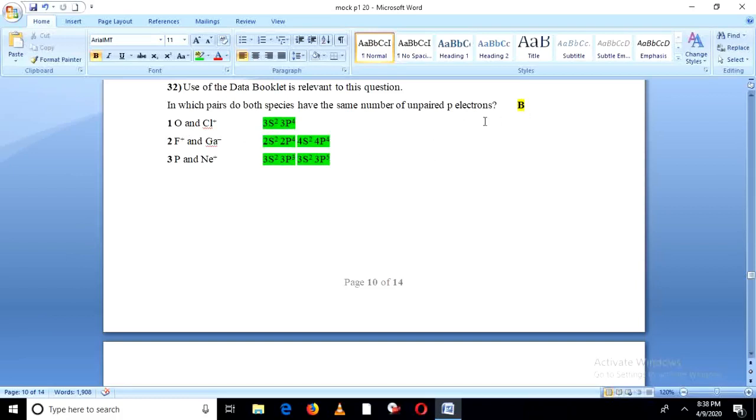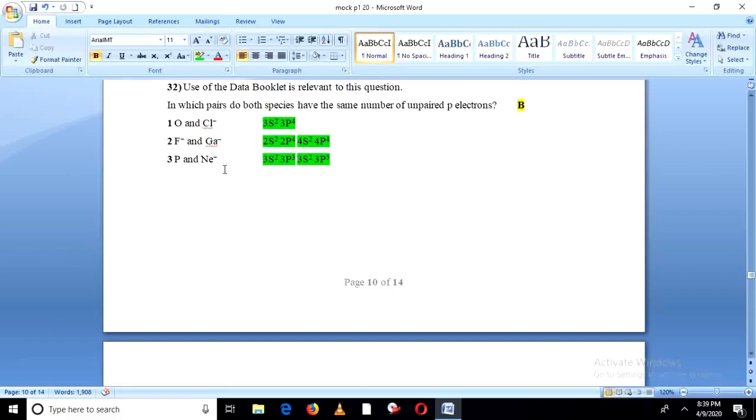Here the answer was B, that the first and second statements were correct, because in the first statement you can see the electronic configuration of oxygen and chlorine positive is both 3s2 3p4. So they both contain two unpaired electrons. In the case of fluorine positive and gallium negative, their electronic configuration of the outermost shell is also the same, that is 2s2 2p4 and 4s2 4p4. They also contain two unpaired electrons.